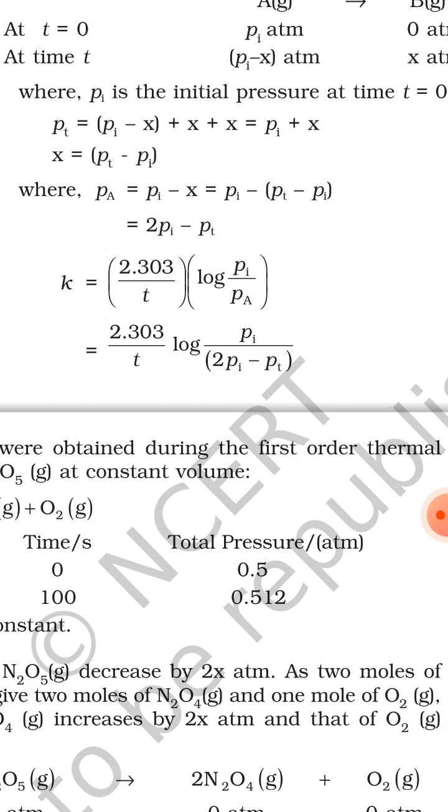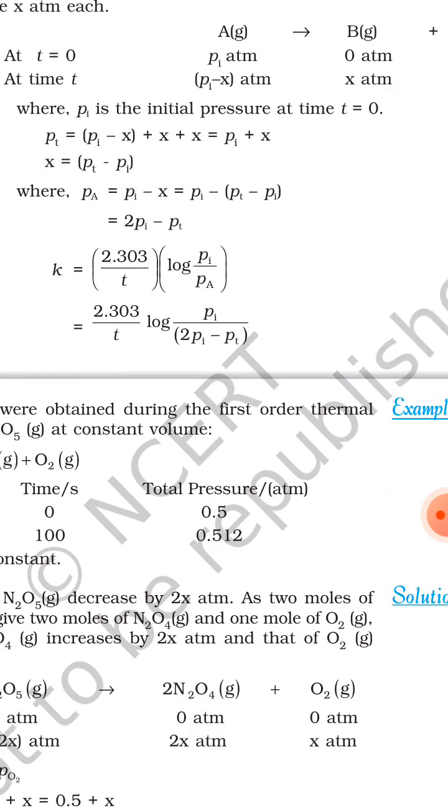Pa is equal to Pi minus x, equal to Pi minus (Pt minus Pi). तो Pa जो है एटमॉस्फेरिक प्रेशर, तो Pi माइनस x, तो x जो है हमें मिला था Pt माइनस Pi, तो Pi माइनस इन ब्रैकेट Pt माइनस Pi, तो 2Pi माइनस Pt फॉर्म हो जाएगा। तो उसमें रेट कांस्टेंट जो है फर्स्ट ऑर्डर गैशियस रिएक्शन के लिए वो हो जाएगा k equal to 2.303 upon t log Pi upon (2Pi minus Pt), जिसमें Pi इनिशियल प्रेशर है और Pt टोटल प्रेशर at time t.